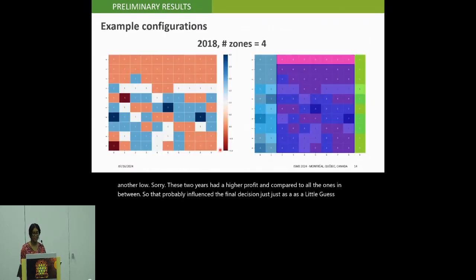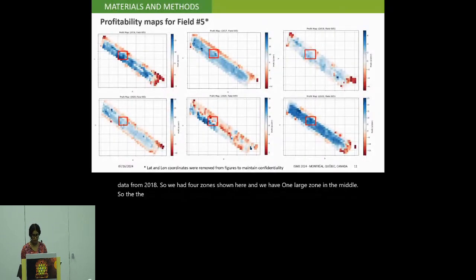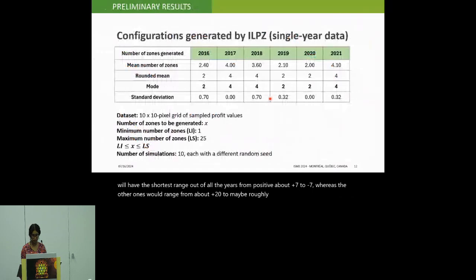And if we look at the output configurations, for example, here is one that was generated with the data from 2018. So we had 4 zones shown here, and we have one large zone in the middle. The data from this year was pretty flat. If you look at the range on the side, this had the shortest range out of all the years, from about +7 to -7, whereas the other ones would range from about +20 to maybe roughly -10.